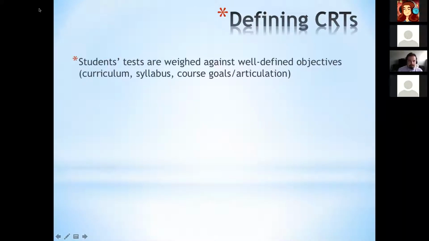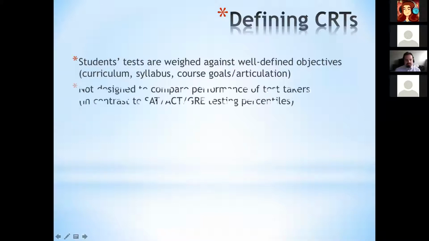So the big difference with a criterion reference test or a curriculum-centered test is that student tests are weighed against well-defined objectives. The curriculum, the syllabus, syllabi, course goals, articulation, which of course we all have for our courses as language teachers. Let me advance here.